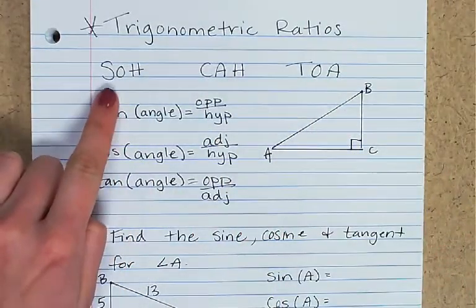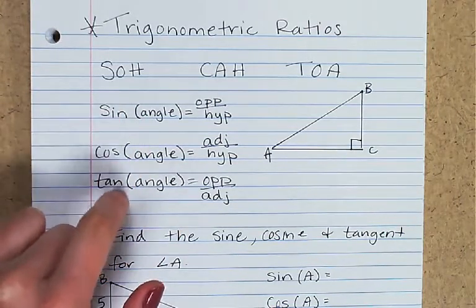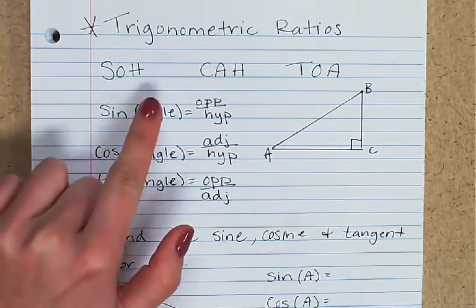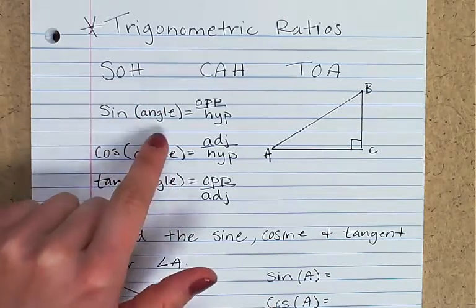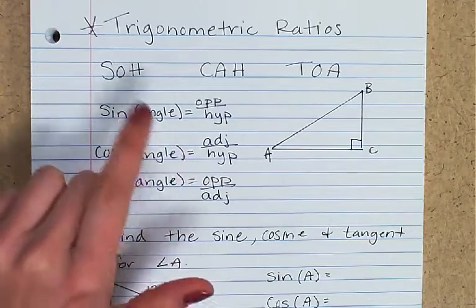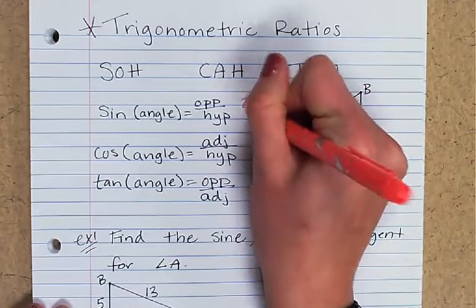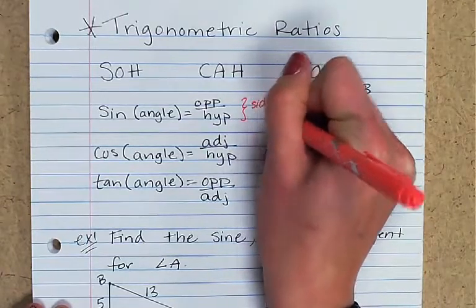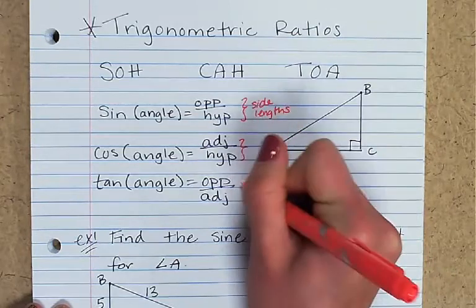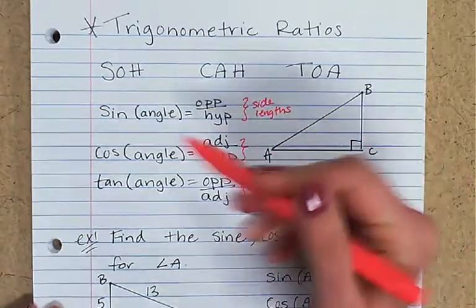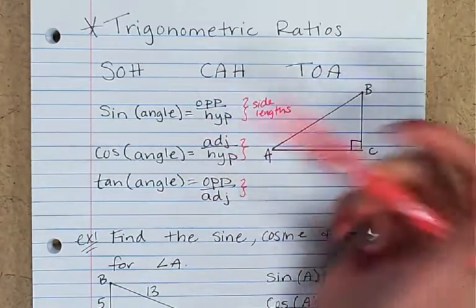SOHCAHTOA. Sine of our angle. You'll notice right next to the sine, cosine, and tangent, those words always go with angle measures. When you do sine of an angle measure, or cosine or tangent of an angle measure, what it gives you is a ratio of specific side lengths. So all of these fractions here go with the side lengths. So you do the word with an angle equals a ratio of side lengths.